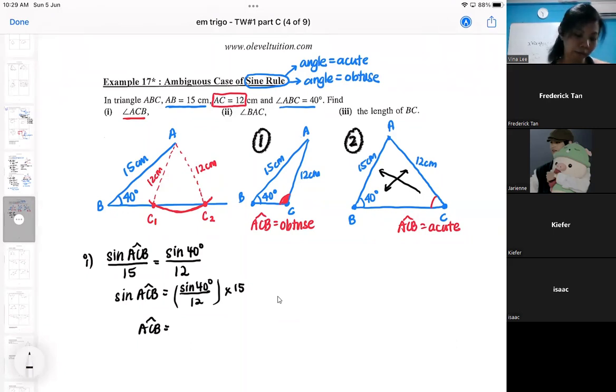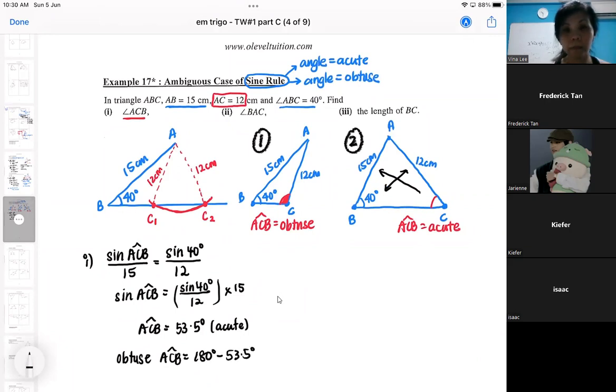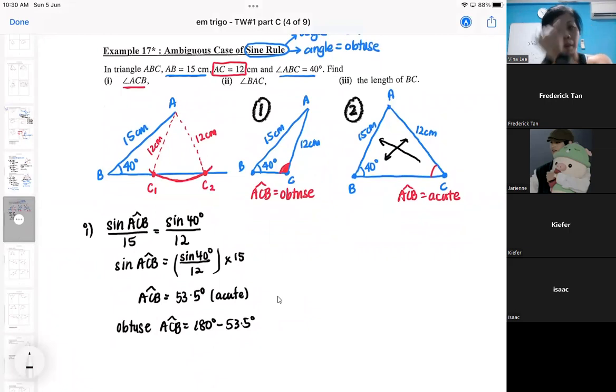Remember to do the sine inverse, you will get 53 degrees. So this is the acute version. If you would like the obtuse angle ACB, you just need to do one step more. So the ambiguous case is just that you just need to do one more step. So it can be acute or it can be obtuse.